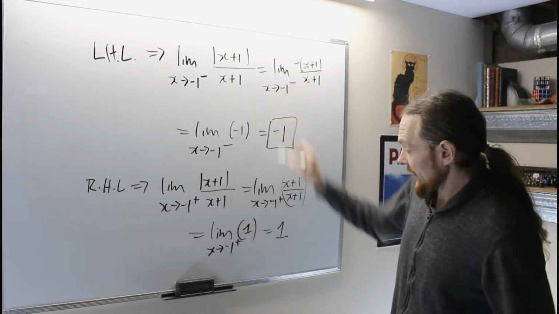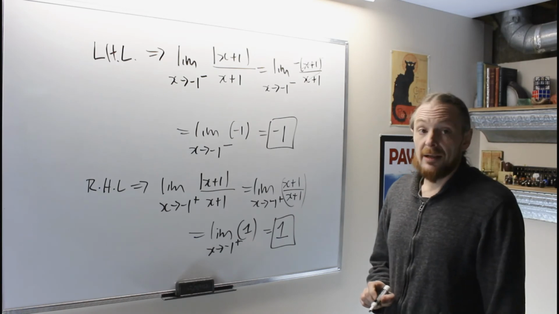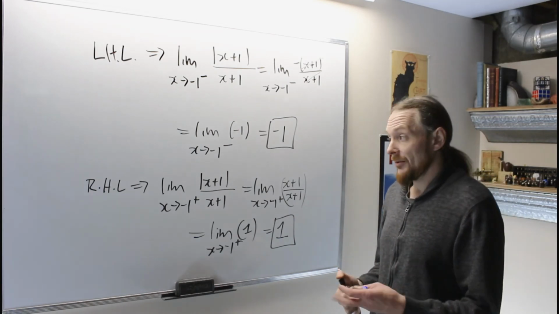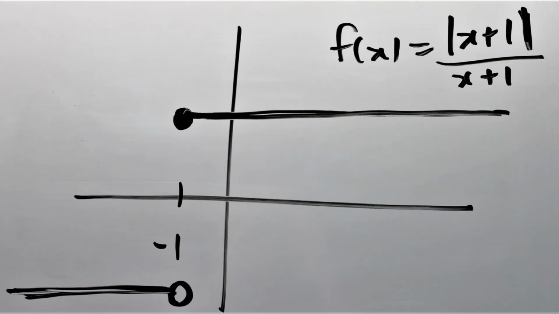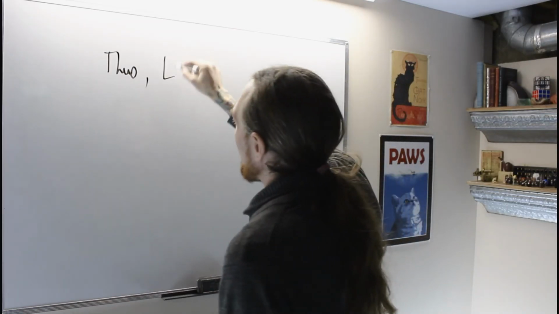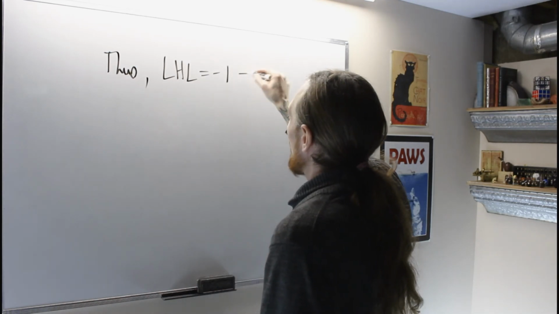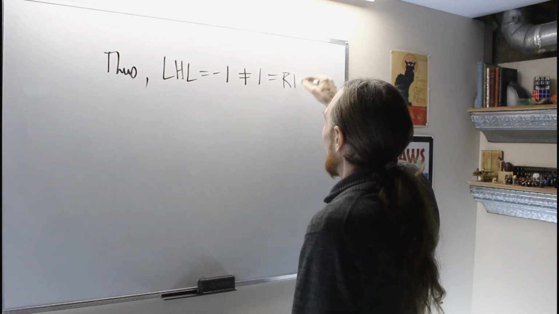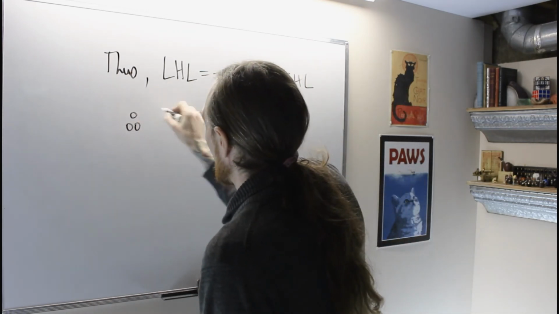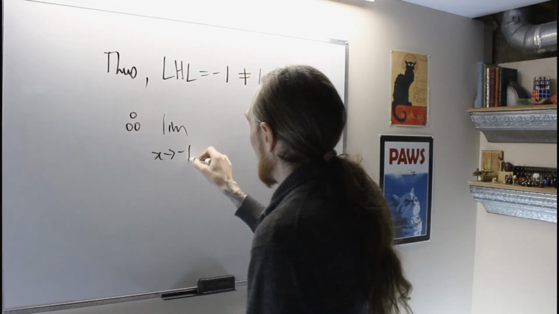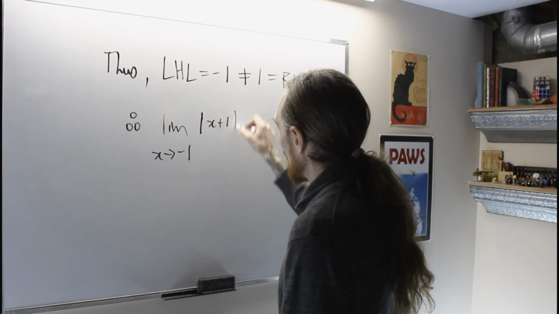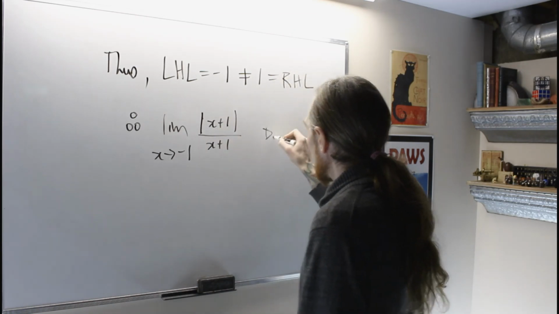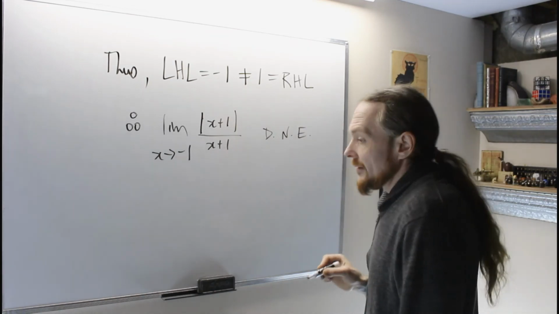So what we're seeing is the left-hand limit doesn't equal the right-hand limit. Therefore, the limit doesn't exist. I can write that out. The left-hand limit is equal to -1, which does not equal 1, which was equal to the right-hand limit. Therefore, the limit as x approaches -1 of the absolute value of x plus 1 over x plus 1 does not exist.